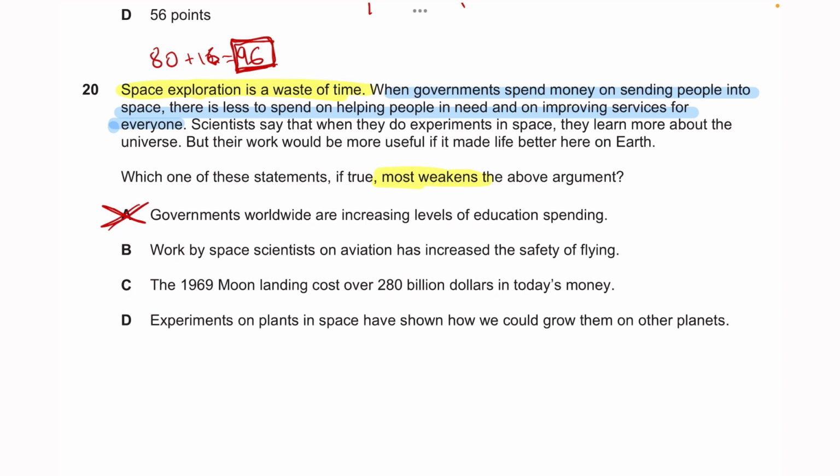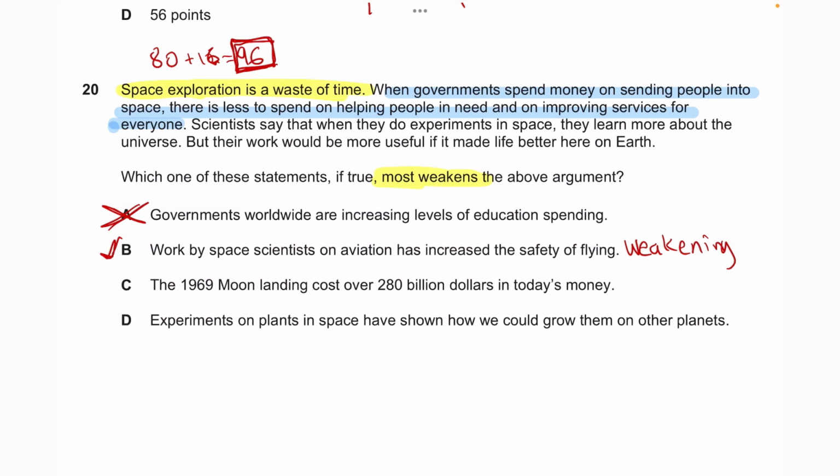B, work by space scientists on aviation has increased the safety of flying. Now, this is actually weakening that main idea, because it's showing us how doing space exploration has actually improved our life here on Earth. So B is actually a weakening argument against this, that space exploration is a waste of time. Let's go through C and D.